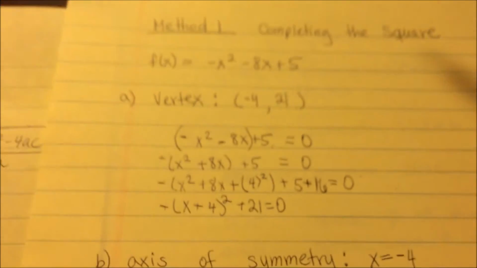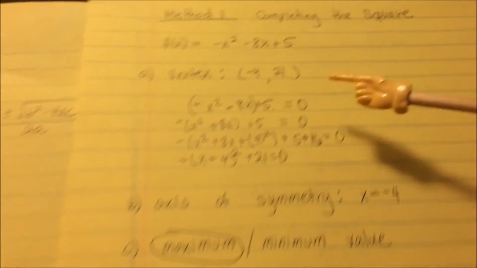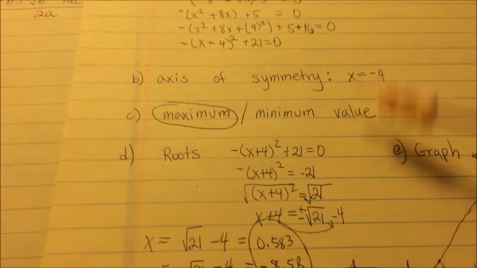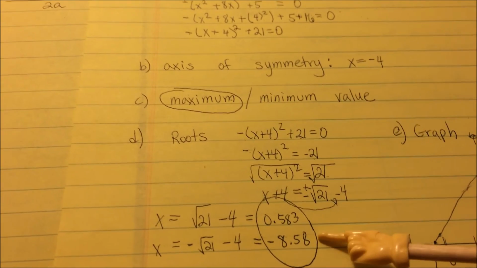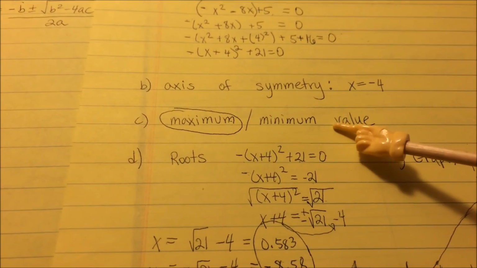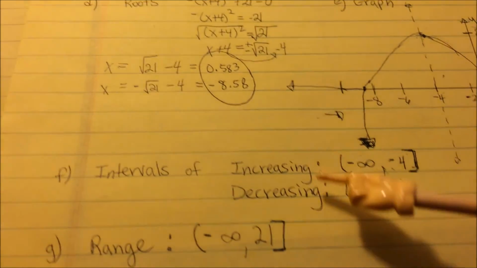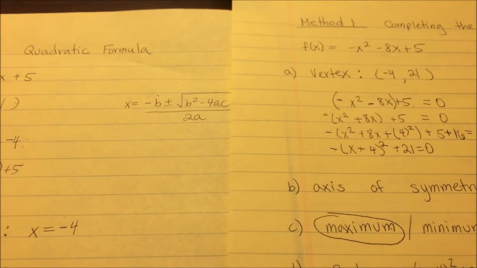So again, the only part where you're going to find a difference, depending on what method you use, is the vertex and also finding the roots, because once you find the vertex, it sets you up, and then you just need to finish it to find the roots. But everything else, axis of symmetry is the same, finding minimum and maximum is the same, and then finding increasing, decreasing, and also the range as well. Okay, all right, so then we'll be ready for the classwork.